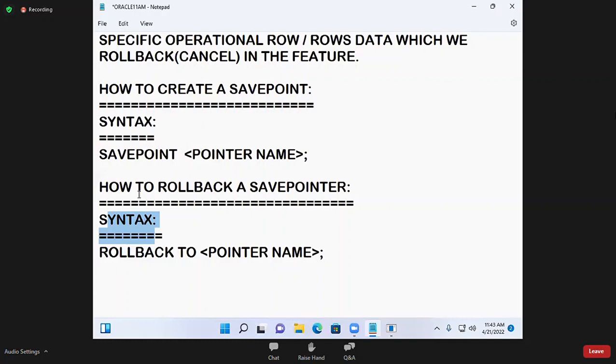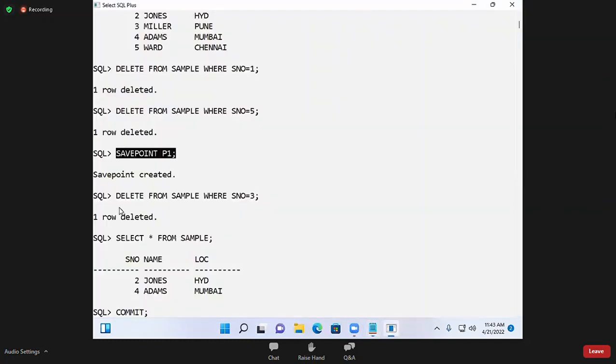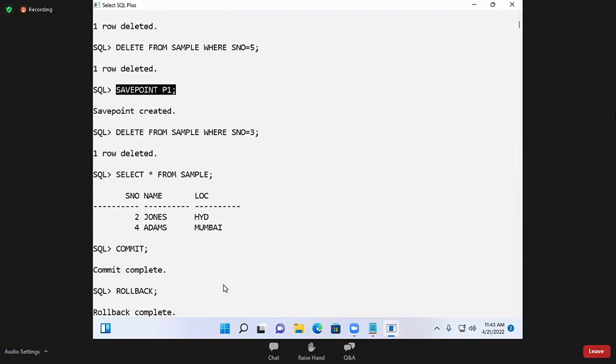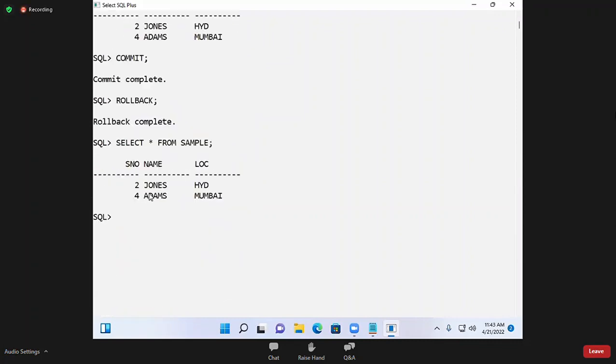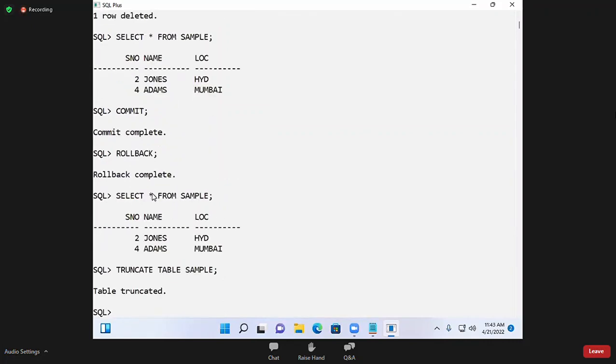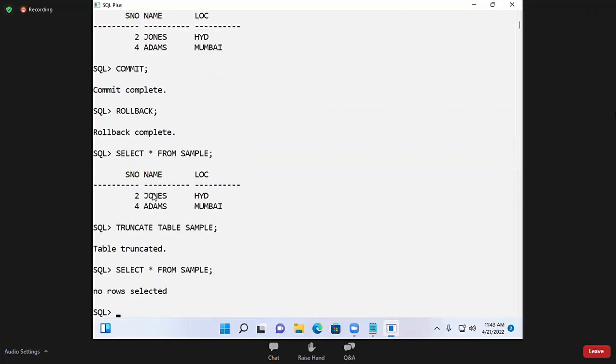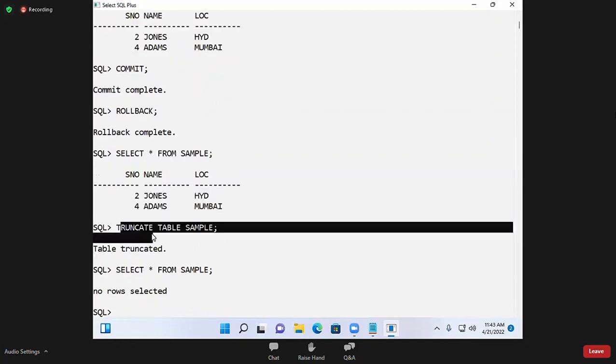So now, the savepoint advantage. For example, if I save one single row, but not only one row, even multiple rows we can save. How? For example, I have 2 records and I'm using the truncate command on my sample table. What does truncate mean? Permanent deletion. Now you can see my table is permanently deleted. 2 and 4 are also deleted. The remaining rows I also truncated.